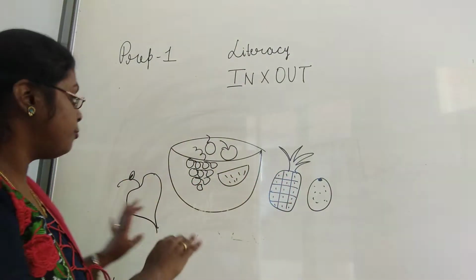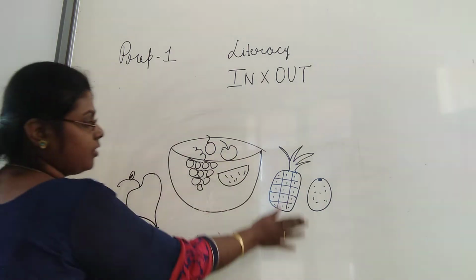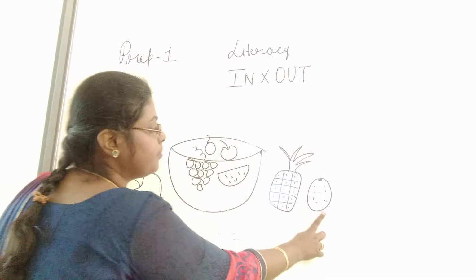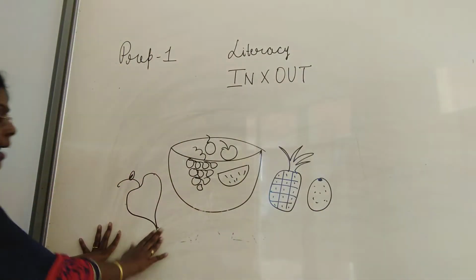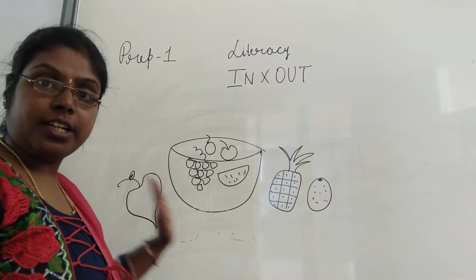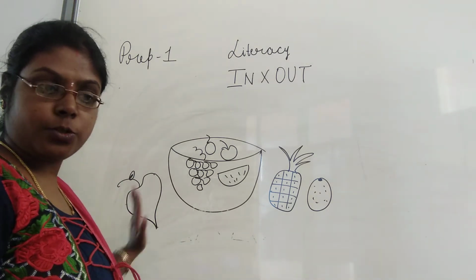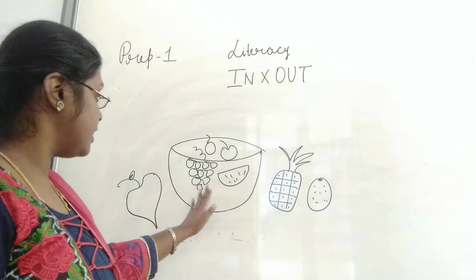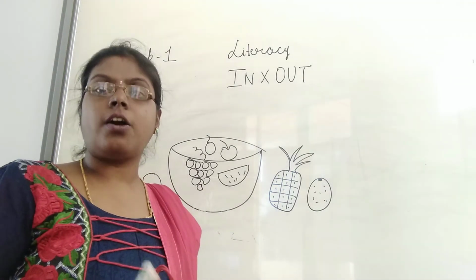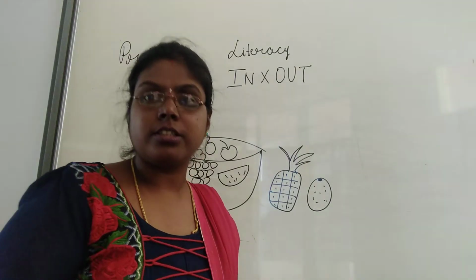Now see, some fruits are outside. Which are the fruits outside the basket? Pineapple, orange, mango. So these fruits are outside. Andra adu aache irutte. Basket aache irudakke enantivi out. It is called out. Repeat after me children.